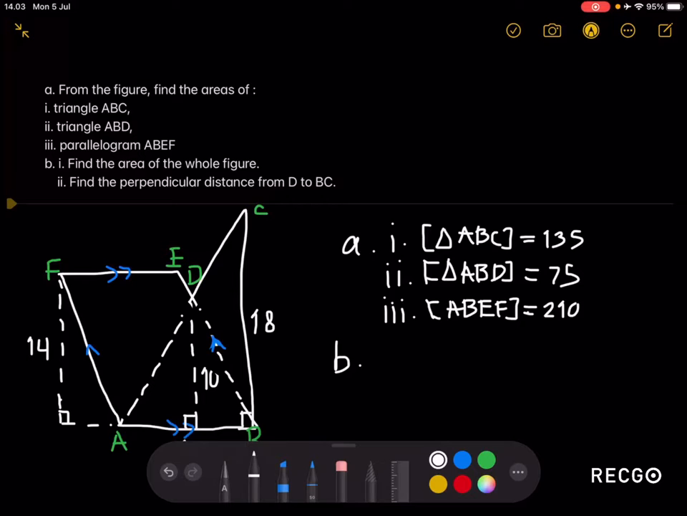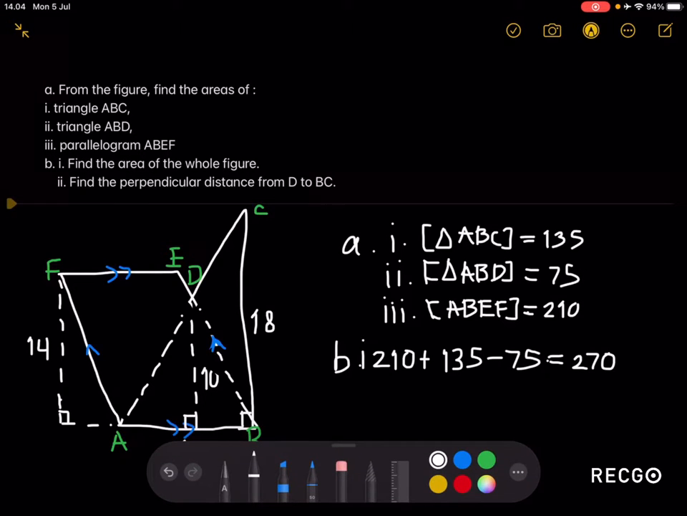Now finding the area of the whole figure doesn't look that simple at first, since we have overlapping plane figures right here. However, if we take the area of the parallelogram ABEF, so 210, and then we add it with the area of triangle ABC, we get seemingly nearly the calculation of the whole figure. However, only one flaw is that the area ABD right here is counted twice, so then we need to subtract one of them. So we need to subtract 75 from this. This will leave us with an answer of 270.